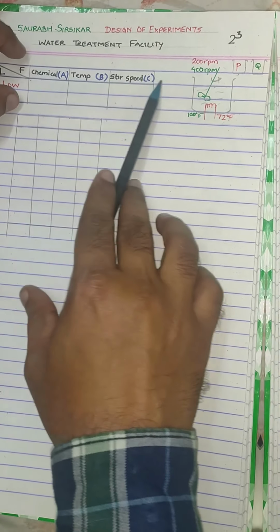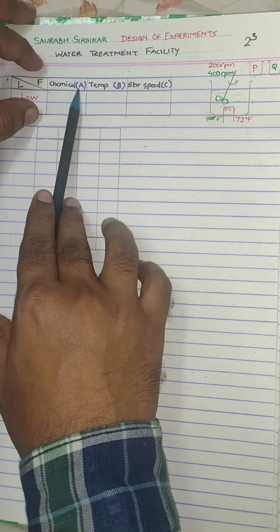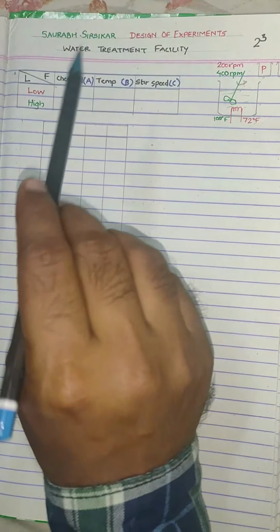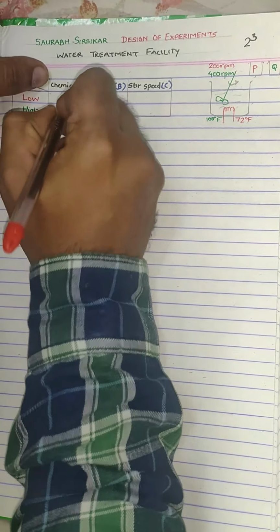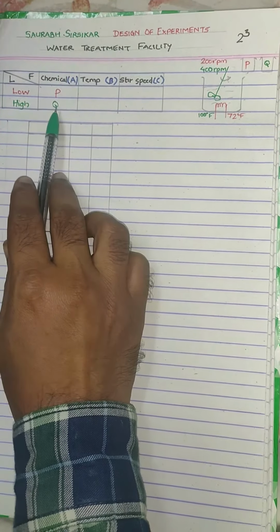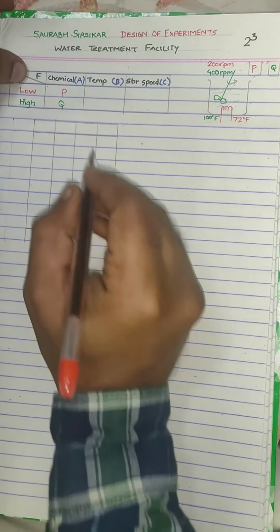So here I have made the table which states that chemical we have denoted with A, factor A. So this is chemical type. There are two types of chemicals. The first one is P and the second one is Q. I will write it with green. All the higher levels I am writing with green today, and lower levels I will be writing in red.